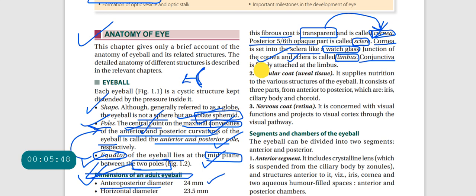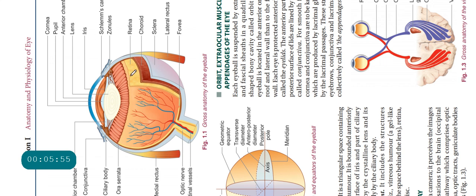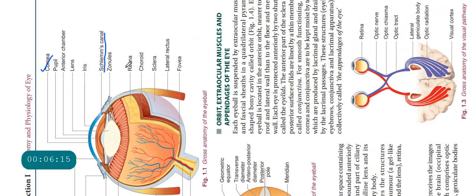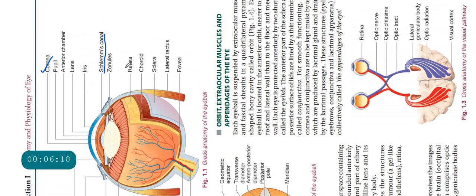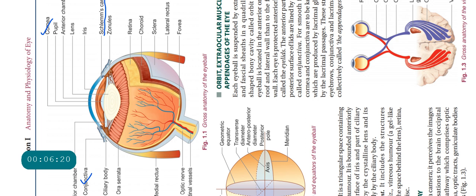Let's see a diagram. See the diagram over here. This is the eye. Here you can see the outermost layer, the cornea, which we studied first. Then comes the conjunctiva, this one, and the junction, that is called the canal of Schlemm. Then next comes the sclera, then the choroid, then the retina.